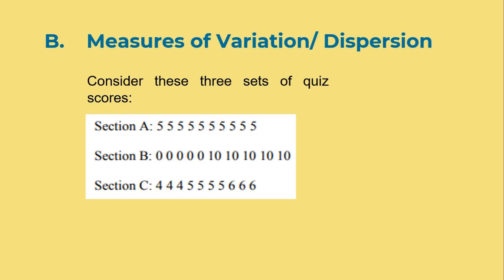Okay, next. So we're done with the measures of centrality or measures of central tendency or the averages. Now let's go to another aspect of the summary of your data, which is describing how varied, unsa po ka wide, ka spread out imong data. So consider these 3 sets of quiz scores. Let's try to solve the mean, and also the median.